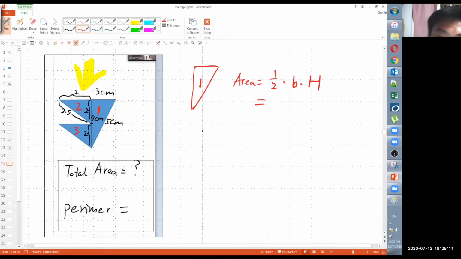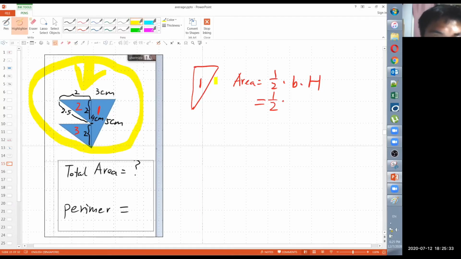What's the base? Hello? Base is here. You should be looking at this. 3. Very good. The base is 3. 3, right? And what's the height? What's the height? 4. 4.